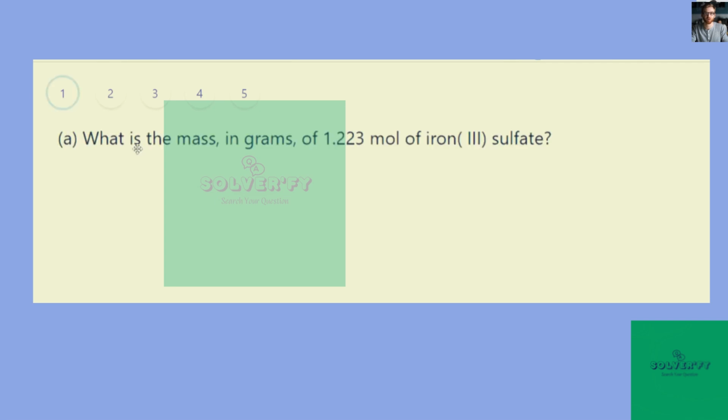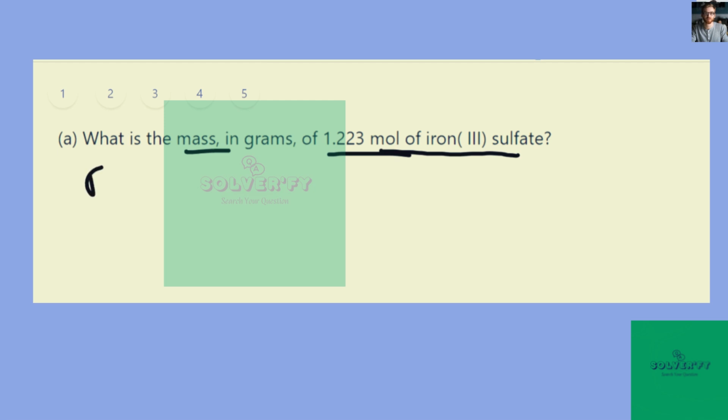Okay, so in the first part of this problem, we have to find out the mass in grams of 1.223 mole of iron 3 sulfate. To do that, first we have to know what is the mass of 1 mole of iron 3 sulfate, and from there we can easily calculate the mass in grams of 1.223 mole of iron 3 sulfate.